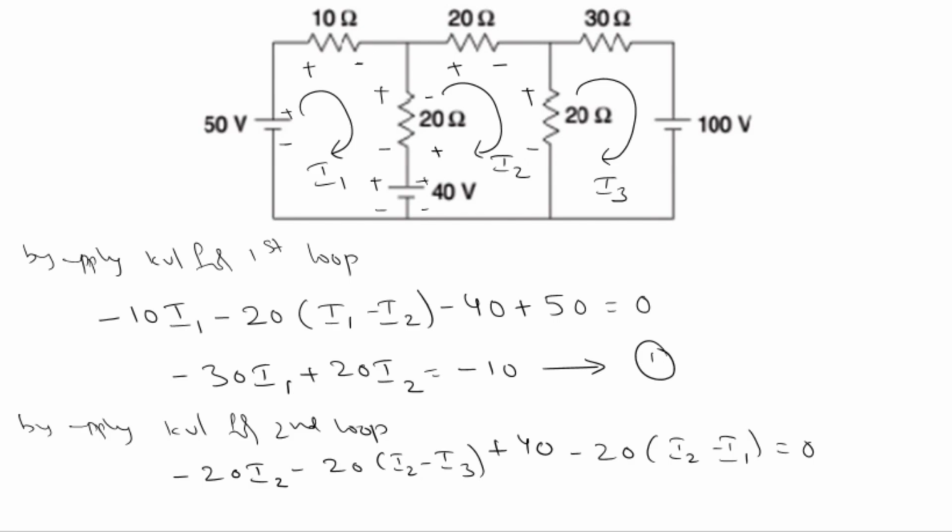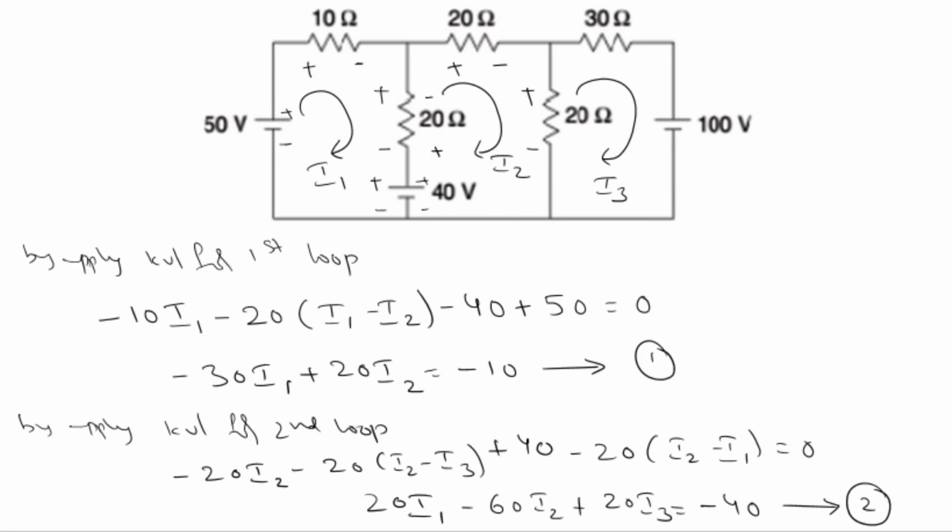Again, by separating I1, I2 and I3 terms, we can write down the equation: 20 I1 minus 60 I2 plus 20 I3 is equals to minus 40. This is equation number 2.